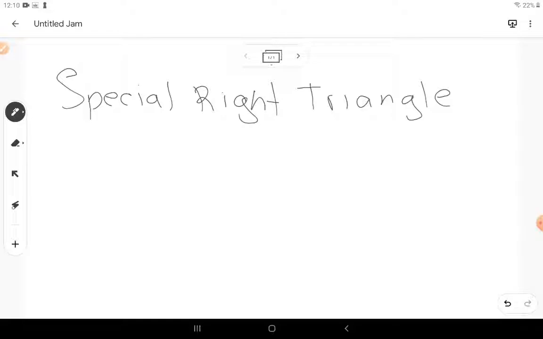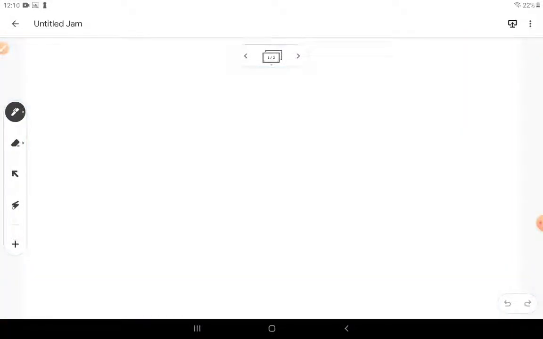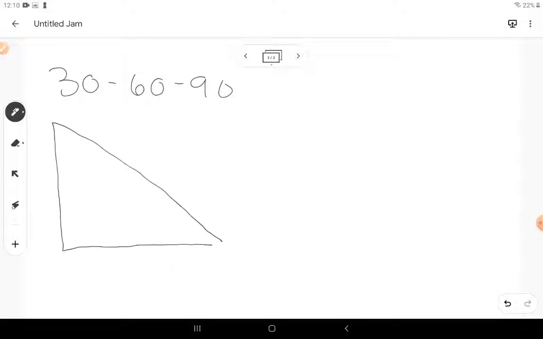Anyways, special right triangles. The first special triangle I want to discuss is the 30, 60, 90 triangle. It is the 30, 60, 90 triangle because the angles measure 30 degrees, 60 degrees, and 90 degrees.